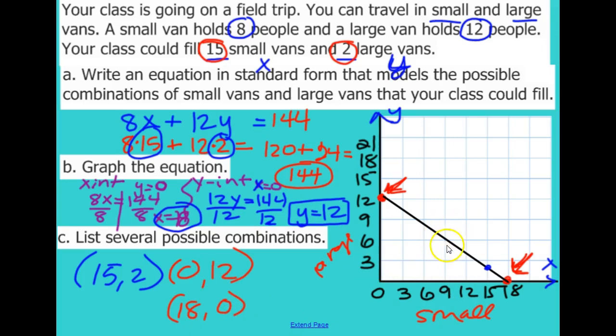You could also come up with some other possibilities. Like right here, you could have 6 large vans and 9 small vans, or x, y, 9, 6. There's a variety. Here's several that we already listed.